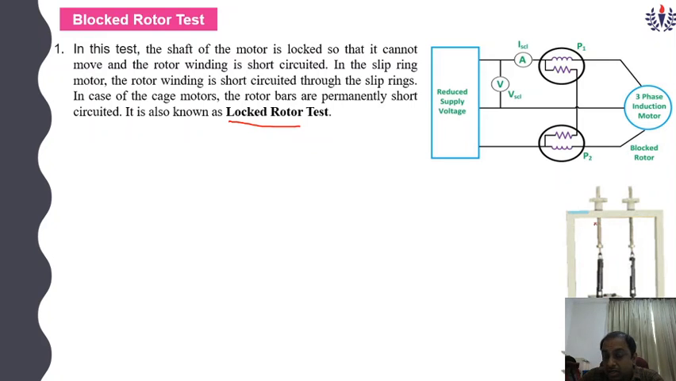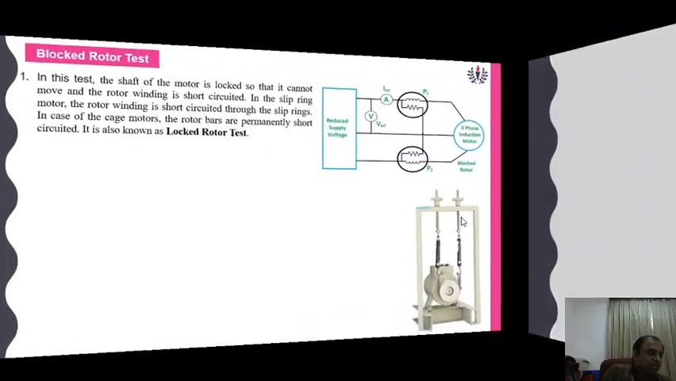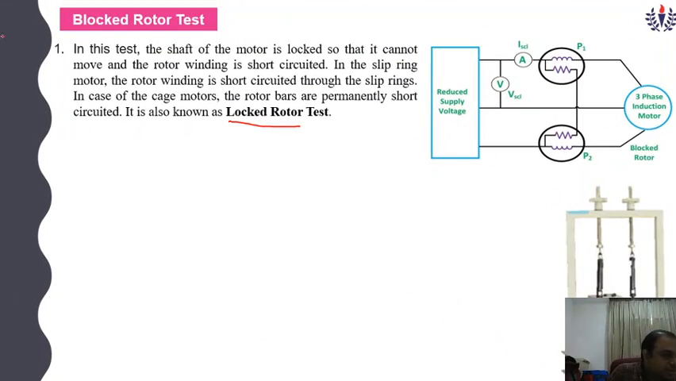In the slip ring motor, the rotor winding is short circuited through slip rings, but in the squirrel cage, the rotor bars are short circuited. So in the block rotor test, the shaft of the motor is locked when you are giving the supply. There are four parameters which we are measuring here.